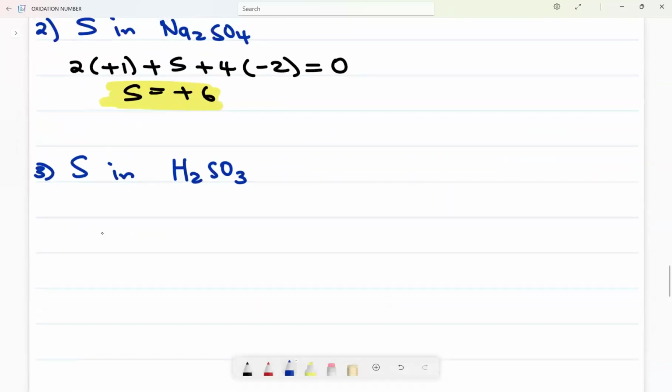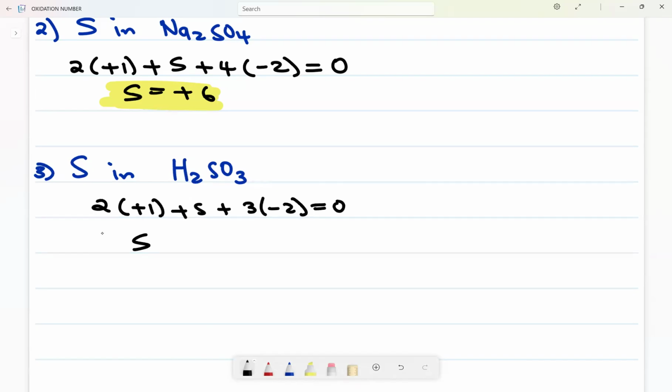So hydrogen, there is no other metal. Sulfur and oxygen are just non-metals. And then it's going to be 2 hydrogen, and hydrogen is +1, plus my sulfur plus my oxygen. There are 3 of them, and it is -2. It is equal to 0. And then you'll do your mathematics, guys, and then you'll see that your sulfur is +4. This is very important, the plus.